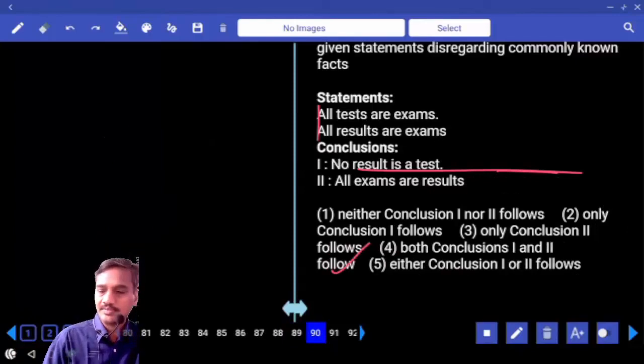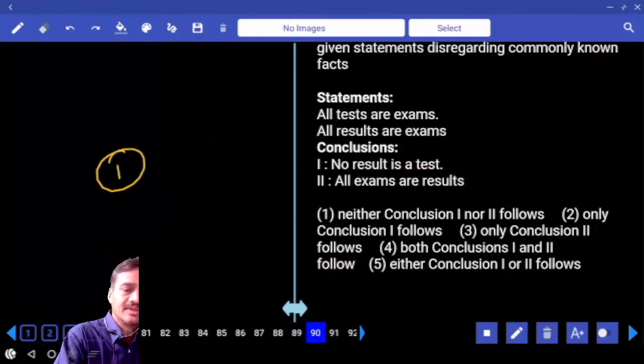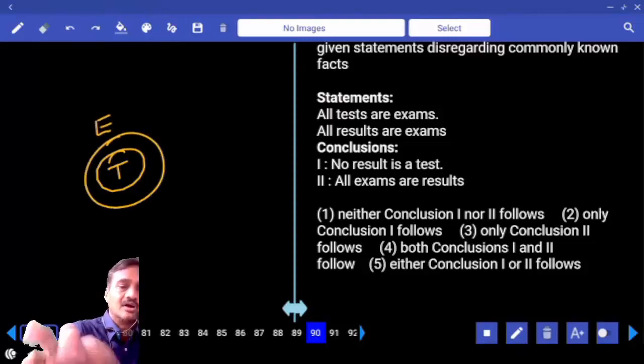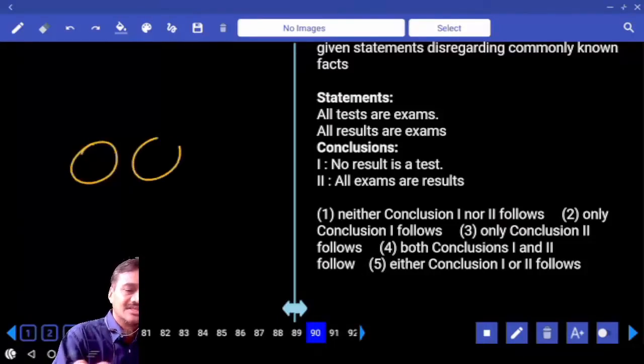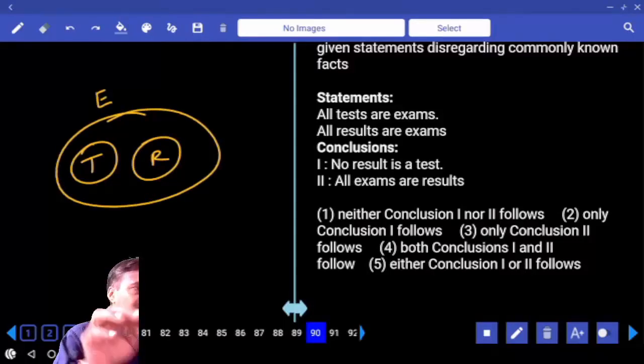And next one, 90th, and all tests are exam. Now these are the tests that are exam, and all these results are exam. All tests as well as results, both these two are exam. Clear basic diagram. All tests are exam, all results are exam. The relation between test and result is not given in the statement.